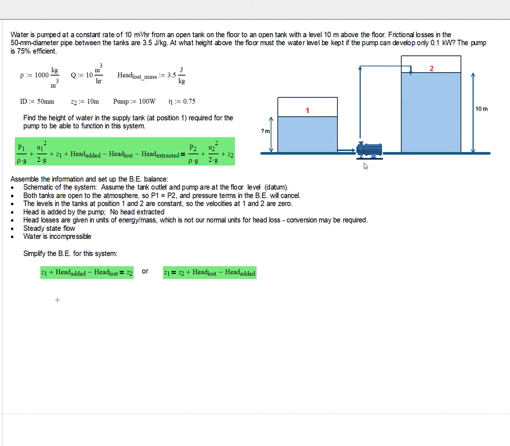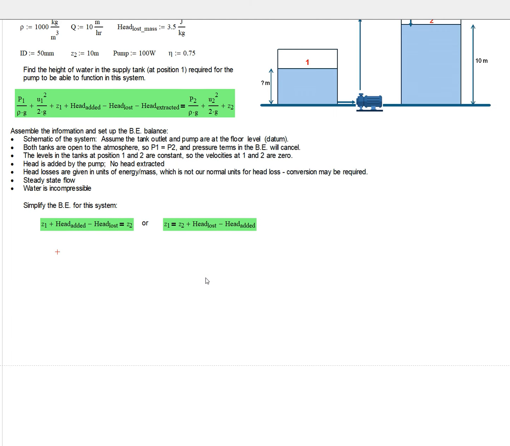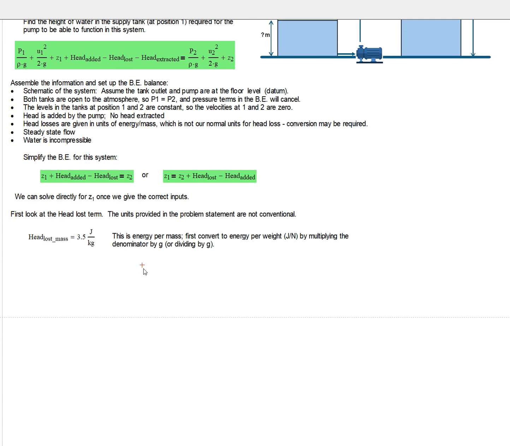That's the power supplied, that's energy per weight supplied by the pump. Well, that is given in horsepower, or sorry, watts or kilowatts. And so basically what this comes down to is a unit conversion or dimensional analysis once we apply our simplifying assumptions. So that all is captured here.